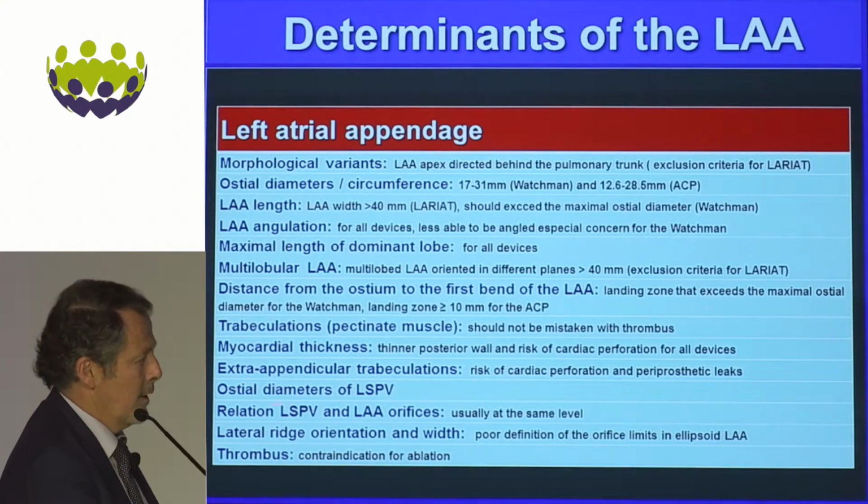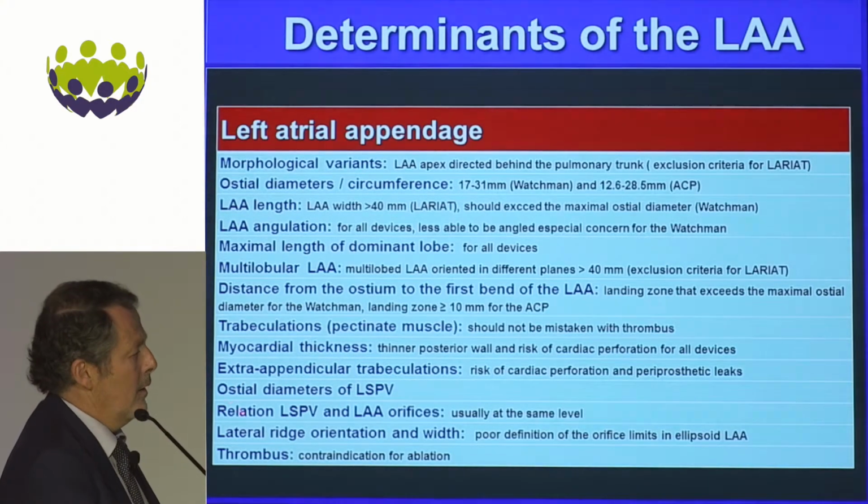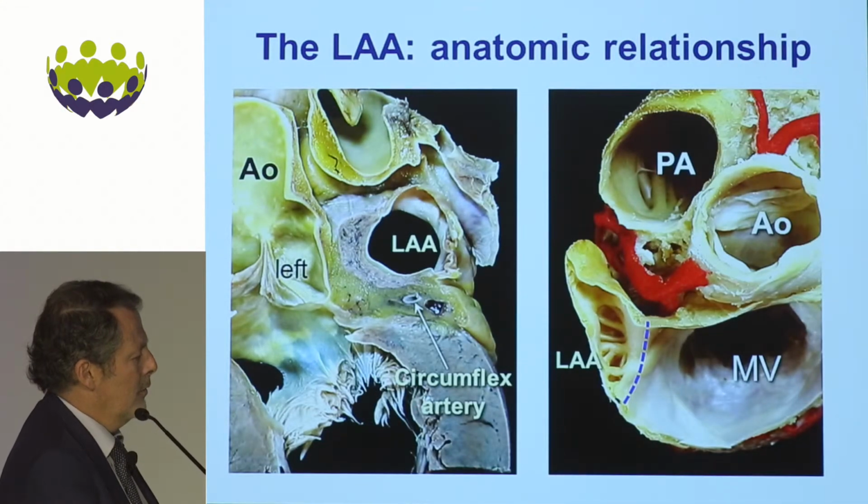Some periprosthetic leaks may be anatomically determined by this extra-appendicular trabeculation. The diameter of the left superior pulmonary vein ostium, the relation between the left superior pulmonary vein and the orifice of the left atrial appendage, which usually are at the same level, the orientation and width of the ridge, and the presence of the thrombus.